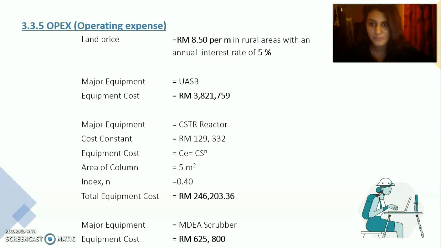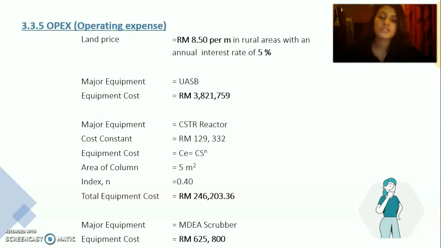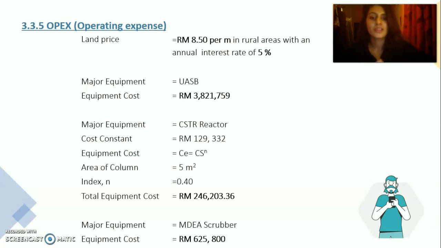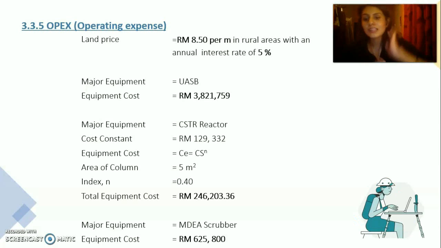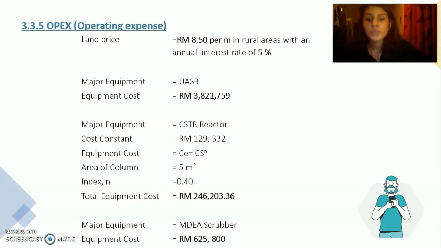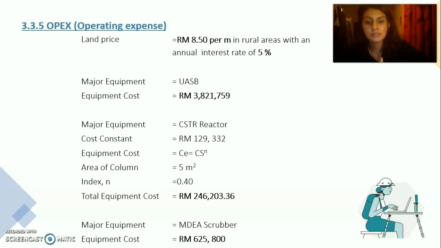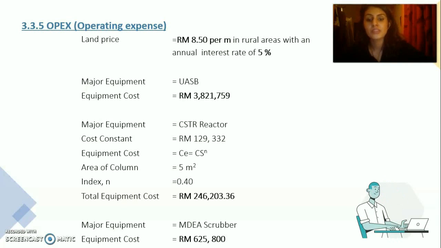3,821,759 ringgit Malaysia. To calculate for the major equipment CSTR reactor, we first have to get the cost constant, which will not be changing, of course, 129,332, and with the formula of CE equivalent to CSN, we calculate the total equipment cost, which sums up to 246,203 ringgit Malaysia and 36 cents. And lastly, for the MDEA scrubber, the equipment cost is 625,800.